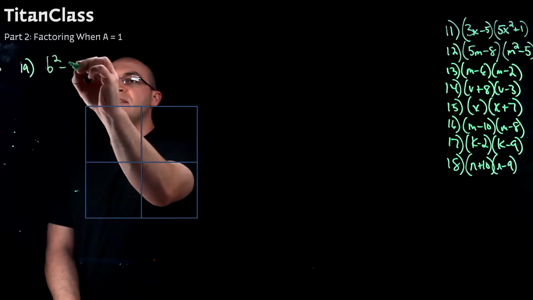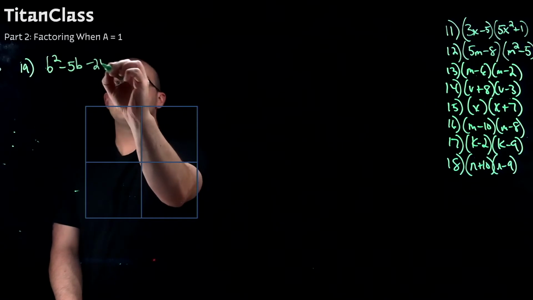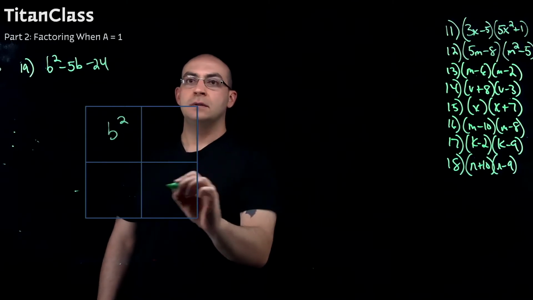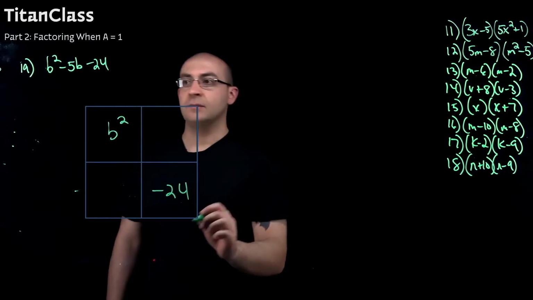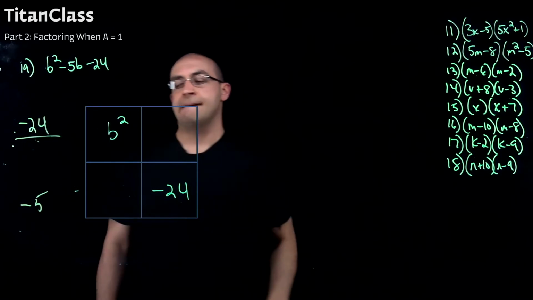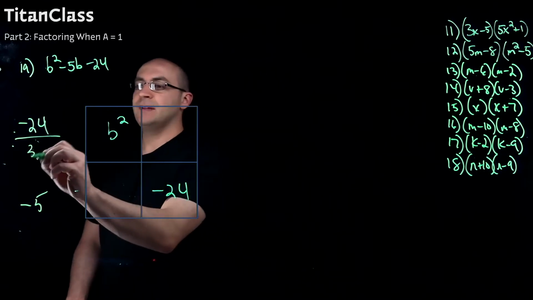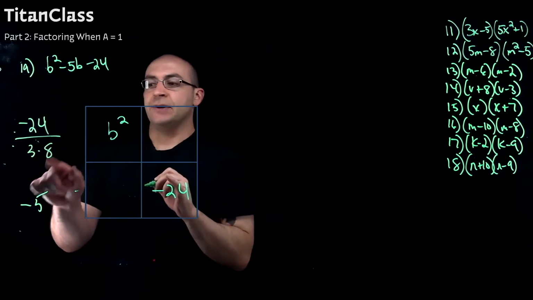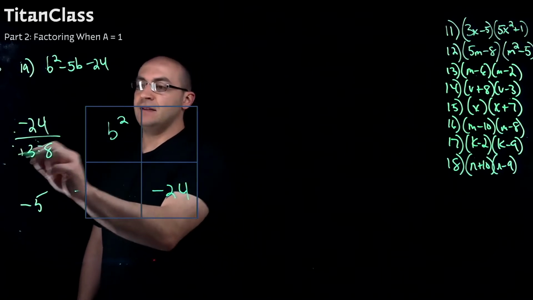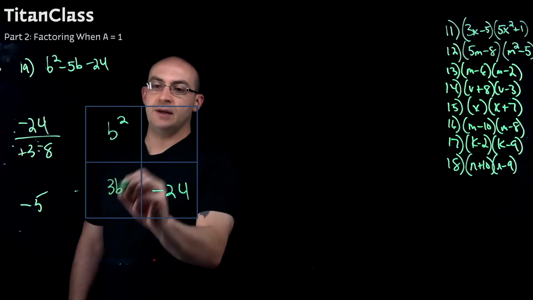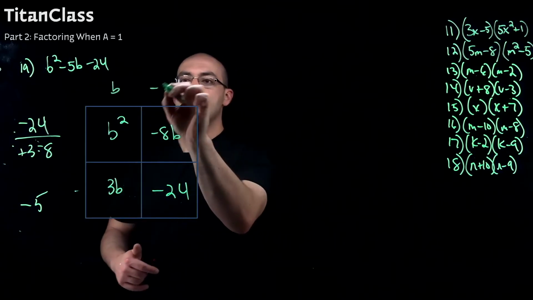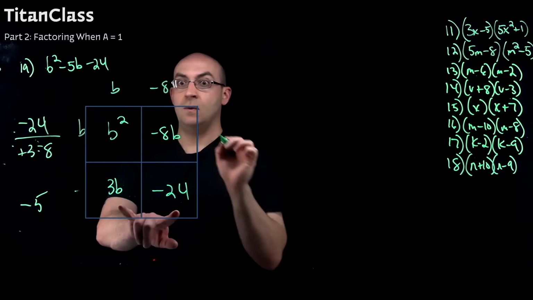B squared minus 5b minus 24. We did one like this earlier. Negative 5. The 3 and the 8, right? Yeah. 3 times 8. I need the bigger number to be negative though here because my answer is going to result in a negative. So the negative has to be on the 8 and the positive on the 3. So we'll do 3b and we'll do a negative 8b here. All right. So b, negative 8, b, 3.